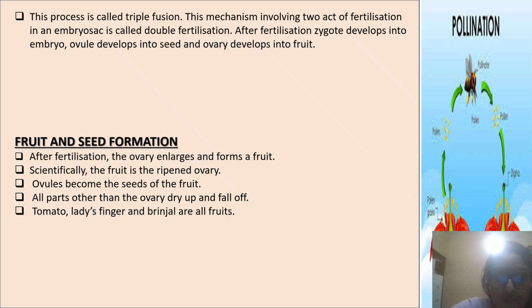Next, fruit and seed formation. After fertilization, the ovary enlarges and forms a fruit. Scientifically, the fruit is the ripened ovary and the ovule forms the seed of the fruit. All parts other than the ovary dry up and fall off. Tomato, lady's finger and brinjals are all fruits.